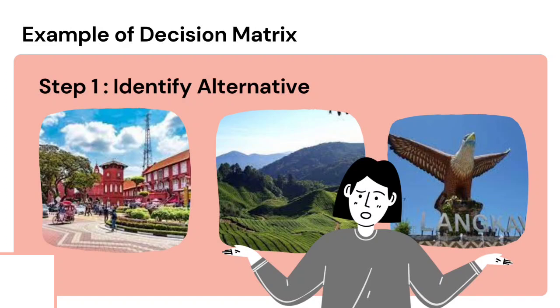So how to do a decision matrix? Let's say you want to go for a holiday. Your goal for the holiday is expecting satisfaction and relaxation within a specific budget. So we need to decide the alternatives, which here are Malacca, Cameron Highlands, and Langkawi, for our alternative holiday locations.